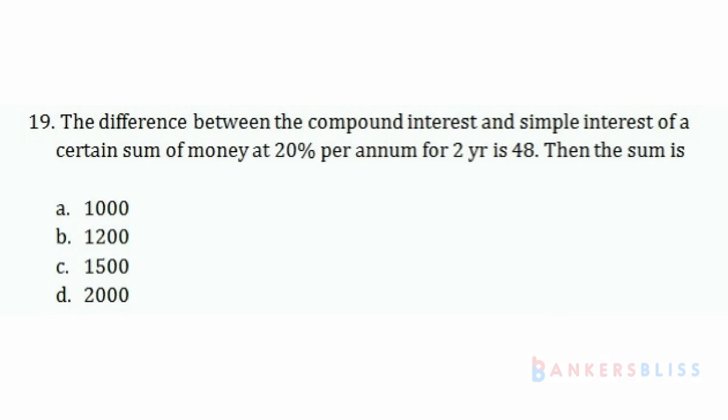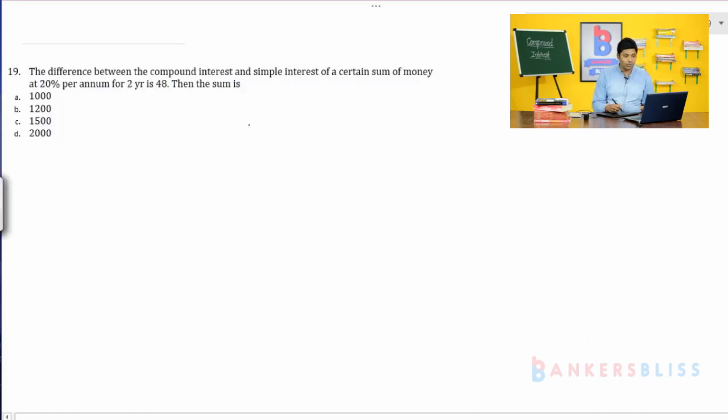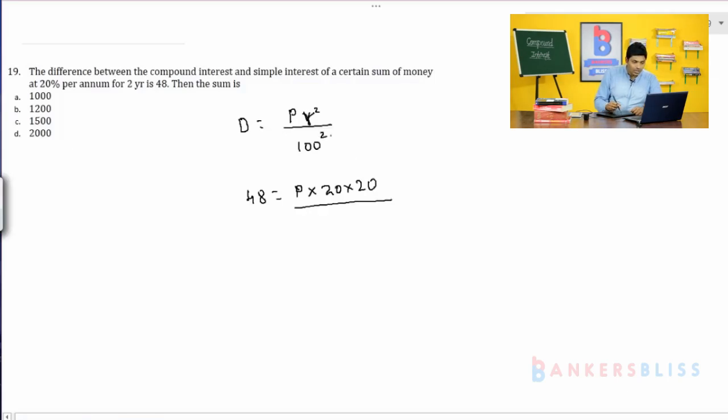The difference between the compound interest and simple interest on a certain sum of money at 20% per annum for 2 years is 48. Calculate the sum. So, here you have to calculate the principal amount. Again, go with the same formula we discussed in the previous problem. Difference is equal to PR square divided by 100 square. So, 48 is equal to principal amount into R square, that is 20 into 20, divided by 100 square.